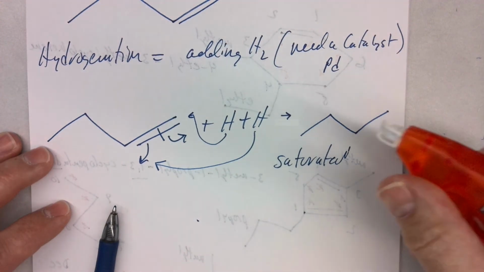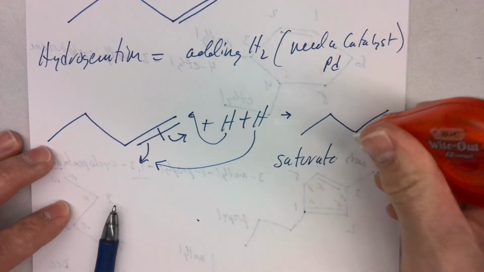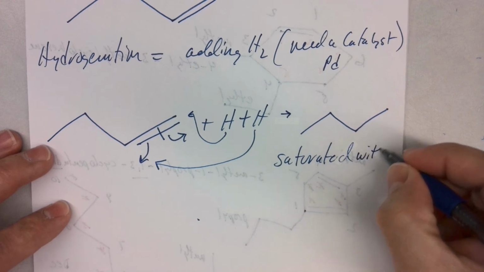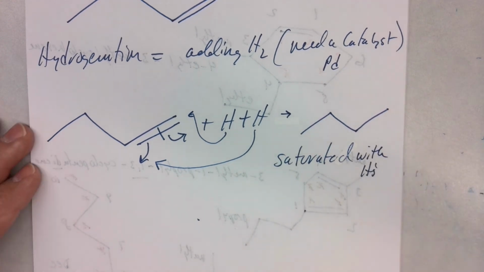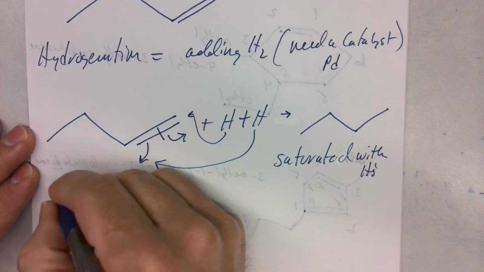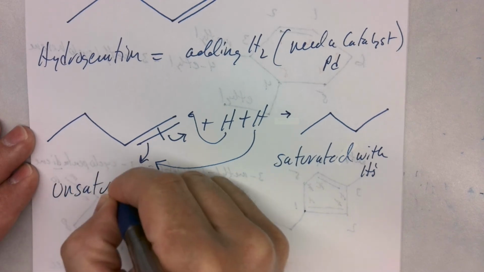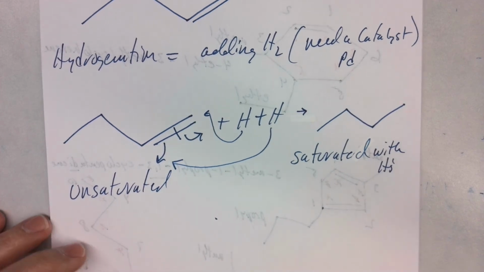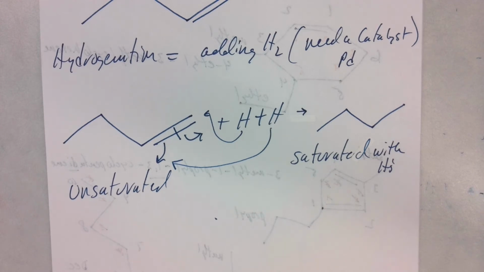That was supposed to be a D. It is now saturated with H's. This is what is called unsaturated, and this is called saturated. Does anybody know, like in real life, where that applies? Yeah, fats, right? And they get even more complex.